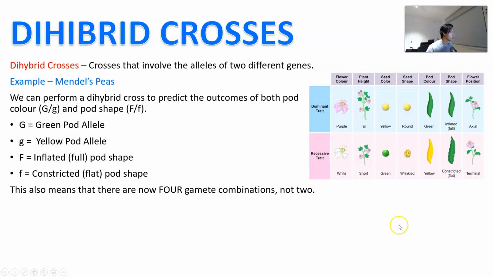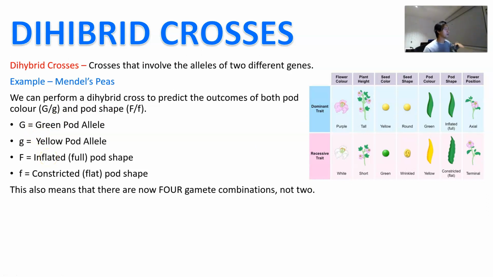Let's jump into it. A dihybrid cross is a cross that involves the alleles of two different genes. So now we're interested in knowing what kind of offspring you're going to get if you have an individual with this trait and that trait. For example, if we look at Mendel's P's from our first example in 7.1, we can perform a dihybrid cross to predict the outcomes of both traits, like pod color and pod shape. So what are the chances of green pods and inflated or full pod shapes?